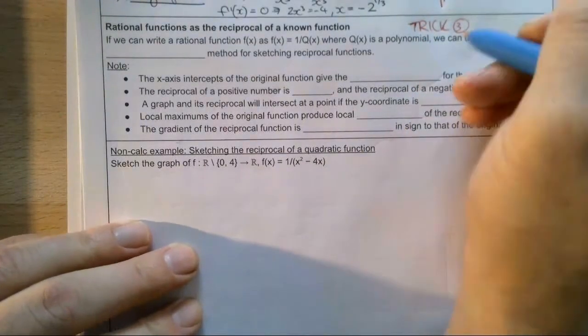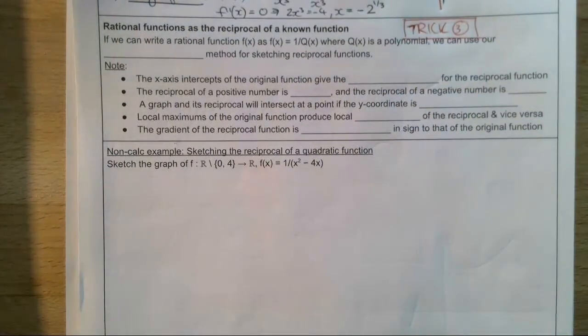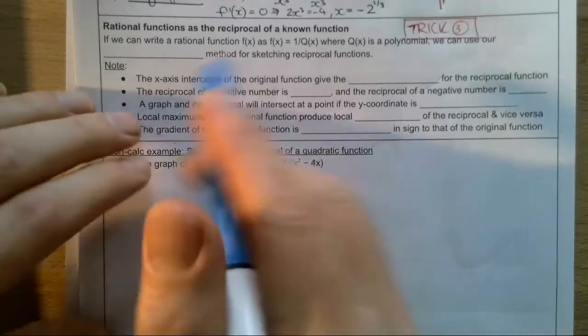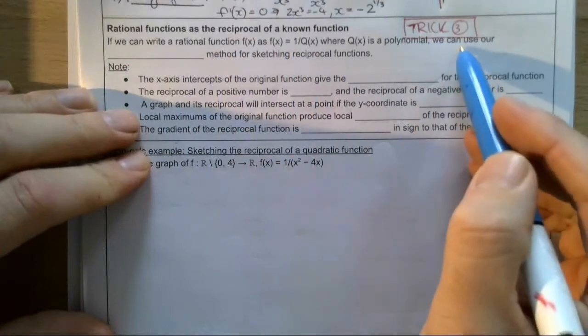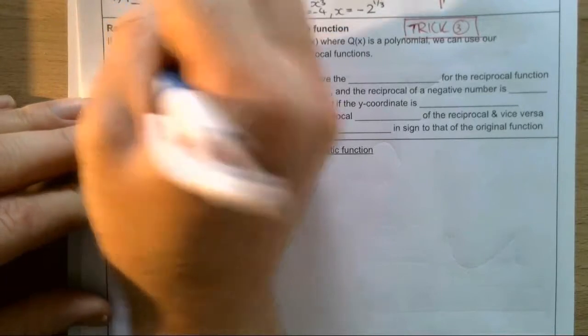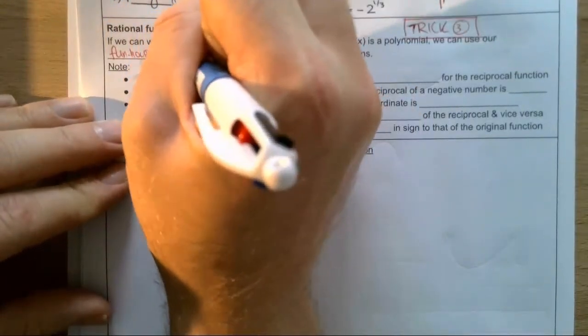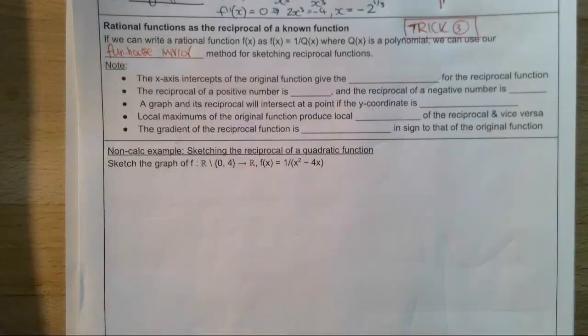Is to use an idea that we have seen before, and it's this idea of reciprocals of known functions. We used this when we were plotting our reciprocal trig functions, or circular functions, so sec, cosec, cot, etc. Because if ever we can write a function f as 1 over q, where q is something we know, well then we can use this, what did we call it? A funhouse mirror method for sketching reciprocal functions. So it works for circular functions, and we can use it here.